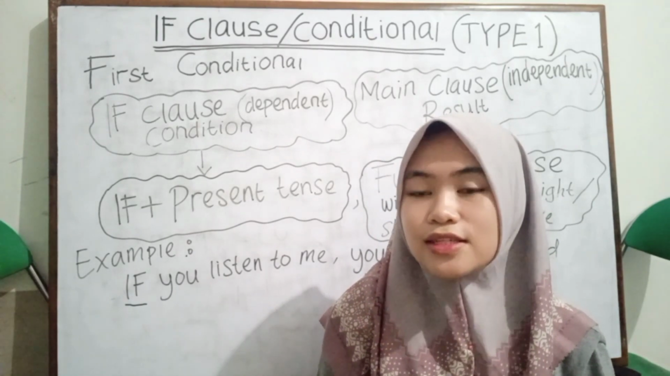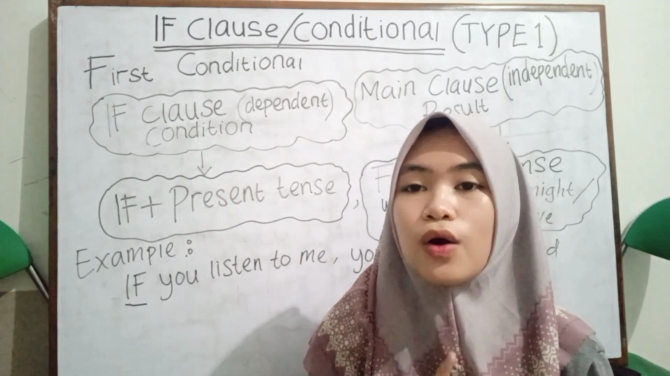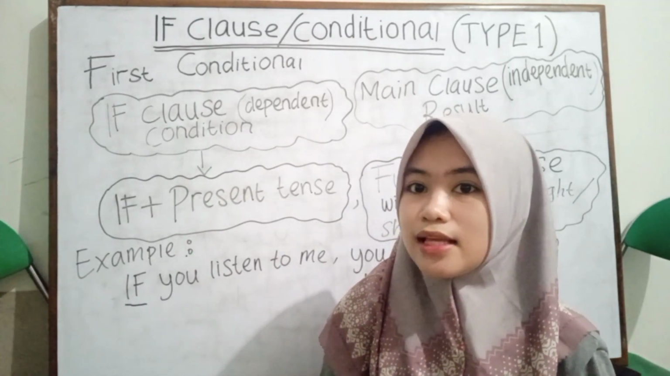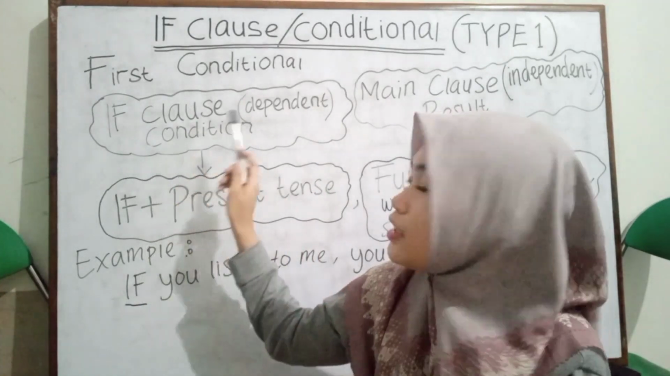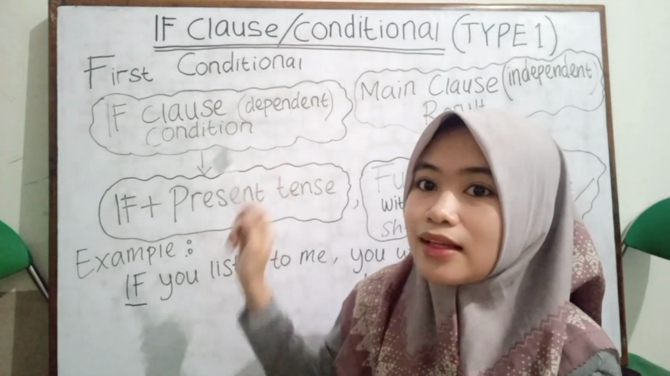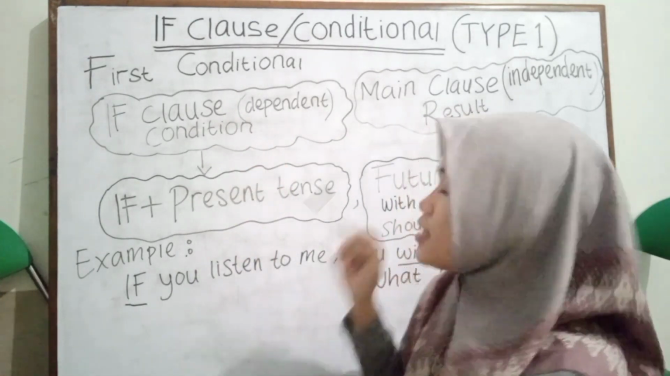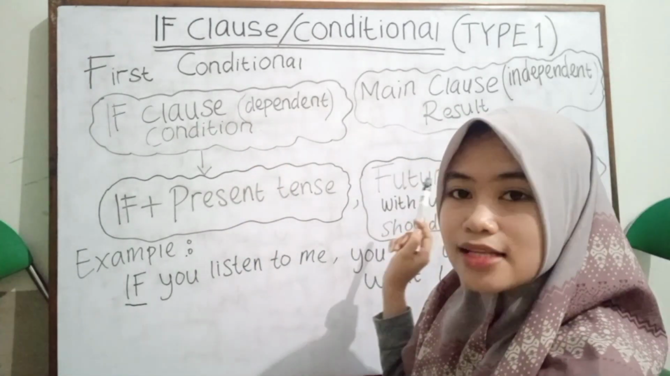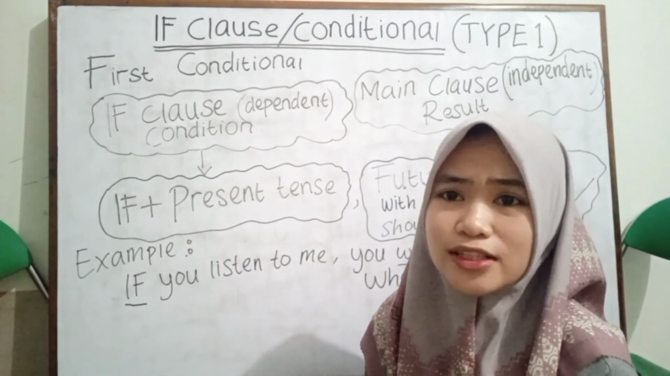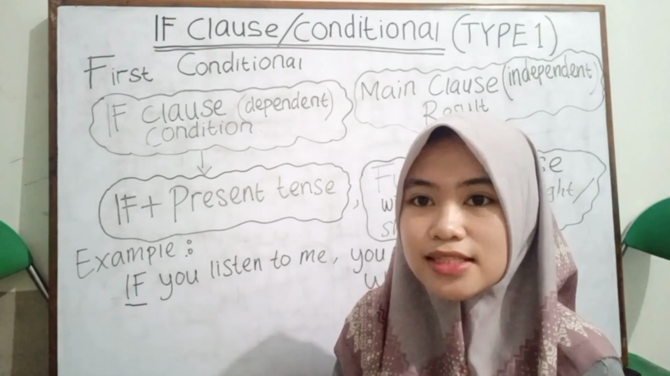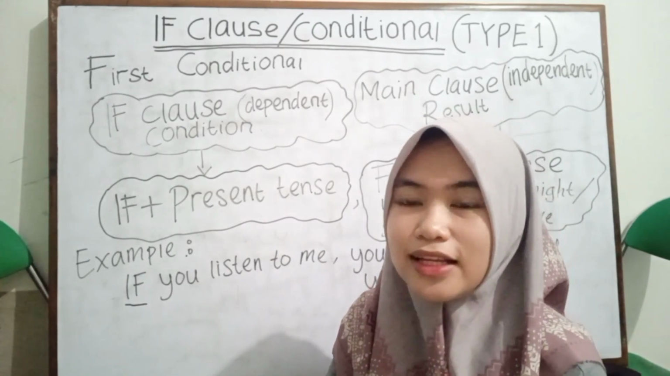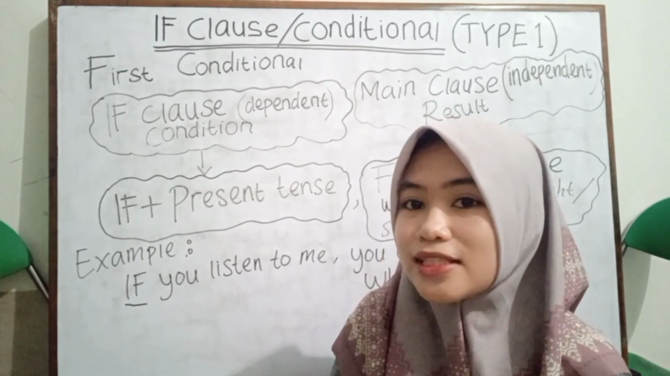Conditional sentences consist of two clauses. One is a clause that starts with if, which is called the if clause. The other is called the main clause. Each clause has a verb. It's important to know which tenses to use in the clauses, and they play a big role in determining the meaning of the sentence.